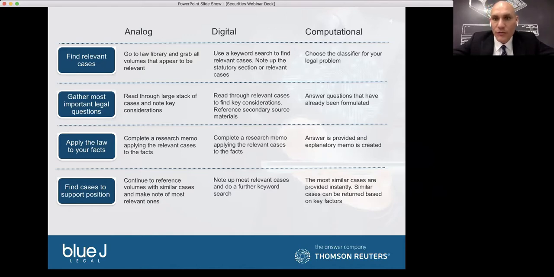In the computational framework, you can find all the cases kind of automatically that share the same footprint as the case that you're looking at. So what you do is you choose the classifier for your legal problem. We'll do this shortly. Enter all the facts, and it's going to locate those cases that have the greatest factual similarity to the case that you've essentially entered into the system based on your assumptions. And we could go through this. I think it's going to become very clear when we get into actually analyzing the situation.